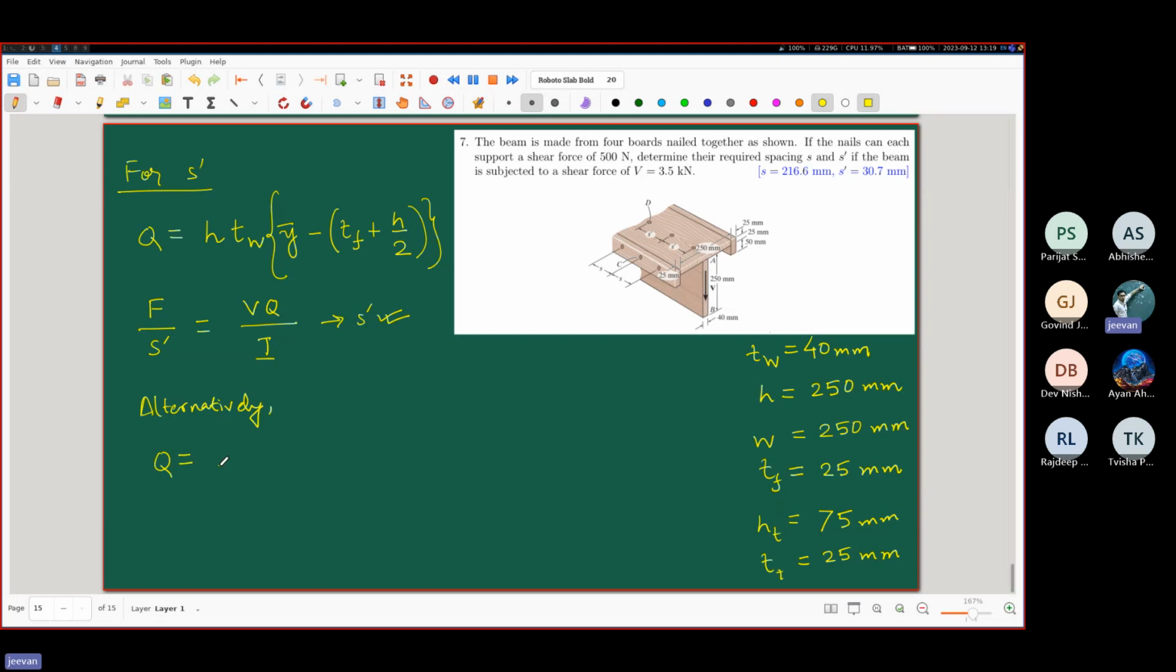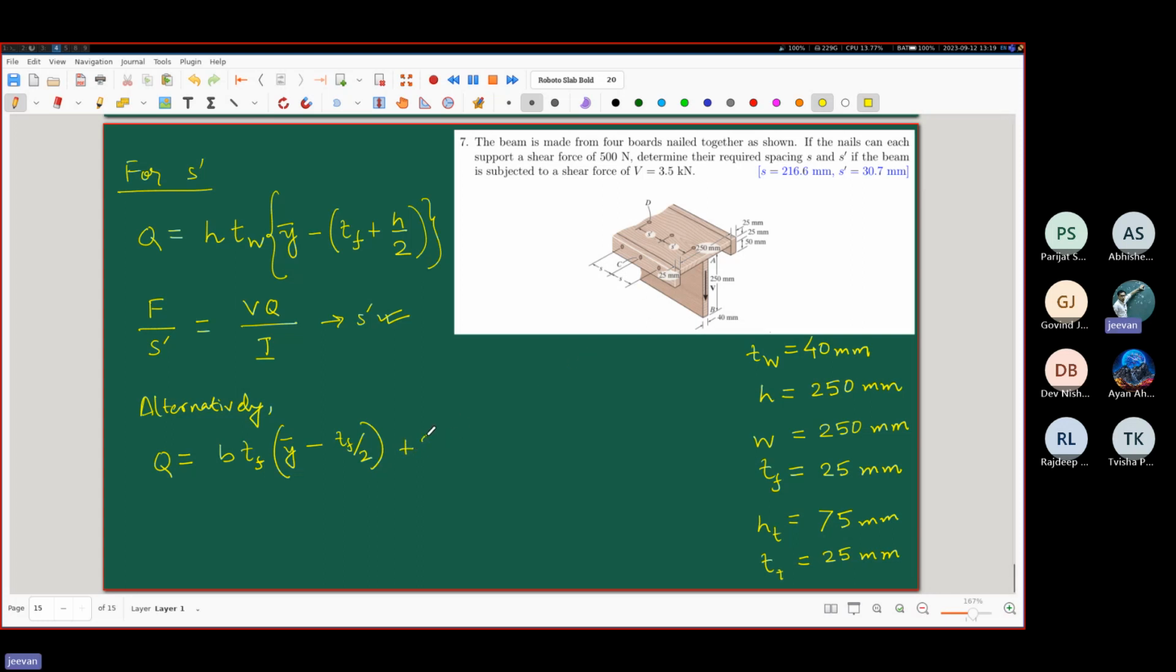So for the Q, what will it be? Tell me. What will be the contribution from the horizontal board, that part? Thickness is TF and the width is B. So B into TF, then y bar minus TF by 2. That is the contribution from the horizontal board, right? What will be the contribution from these small bits?